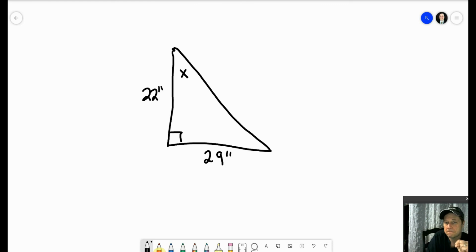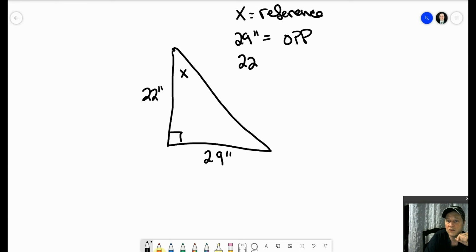What in this scenario? It's x. Yes, sir. Good. X is our reference angle, right? Good. How do we know that? Because it's the angle we're trying to solve. It's what I just said is the unknown. I need to know what angle x is. Therefore, that's our reference angle. So these sides are determined by our reference angle. So this side, therefore, the 29-inch is our opposite, and our 22-inch is our adjacent.